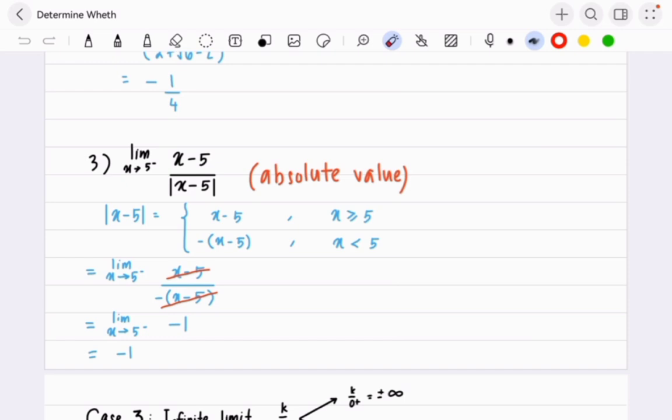So in this case, the question asks us to find limit x approaching 5 from the left. So that means we need to choose the one that is negative, which is x approaching 5 from the left. So substitute it into your equation. Limit x approaching 5 from the left, x minus 5, negative over negative x minus 5. So you can cancel out x minus 5. Then the answer would be limit x approaching 5 from the left, negative 1. So the answer would be negative 1. That will be your answer.